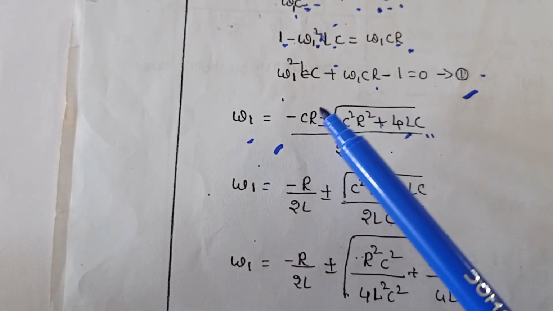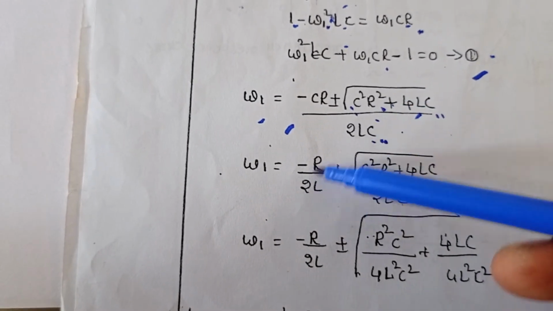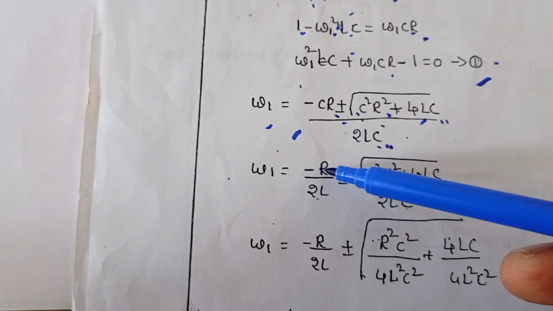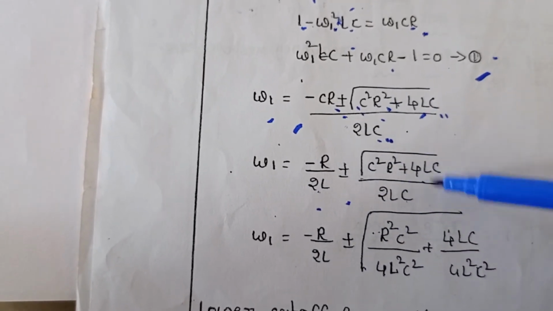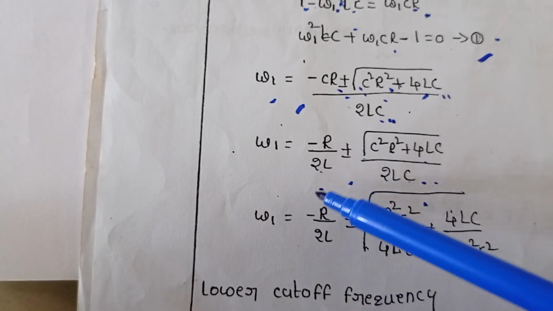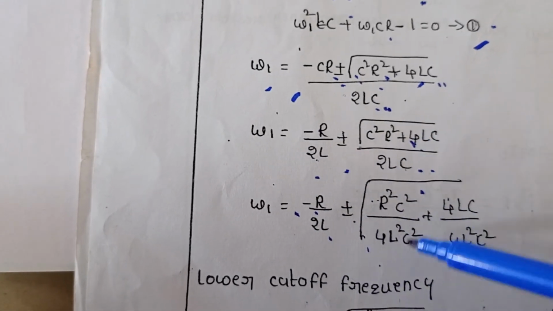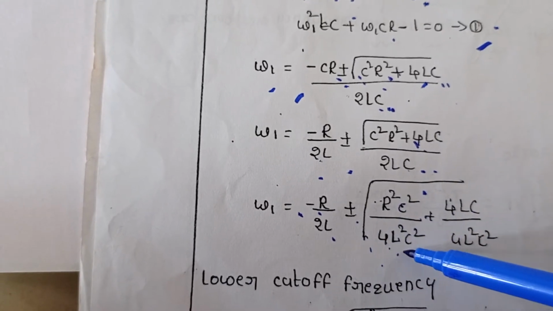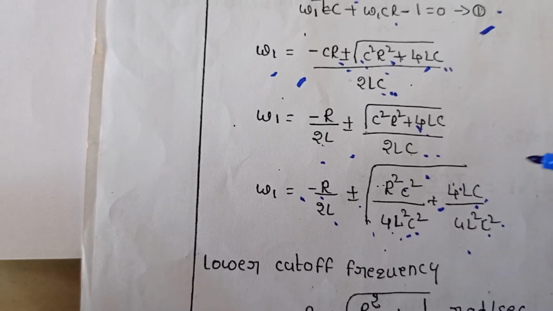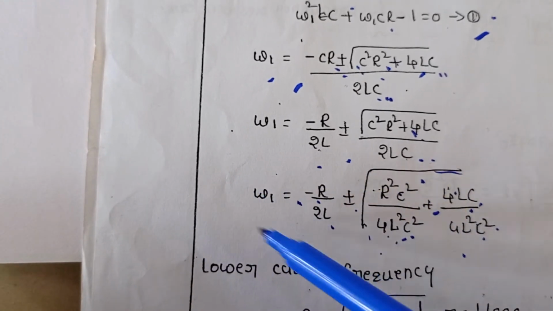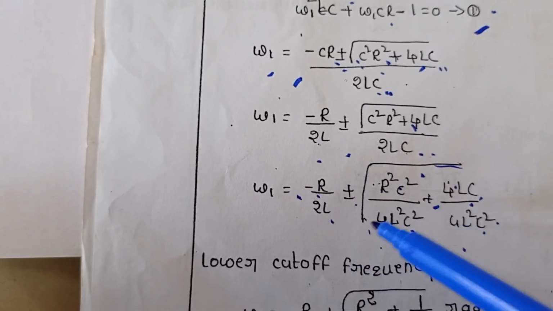We can get omega 1. Simplify this equation also. That's why we can get minus R by 2L plus or minus root of C square R square plus 4LC by 2LC, and omega 1 equal to minus R by 2L plus or minus root of R square C square by 4L square C square plus 4LC by 4L square C square. This is the resultant lower half power frequency, or lower cutoff frequency, omega 1.